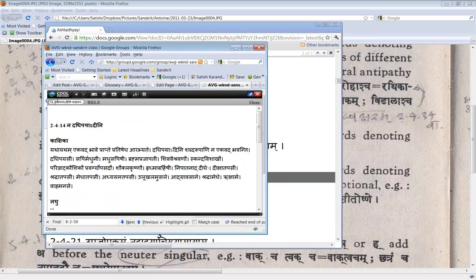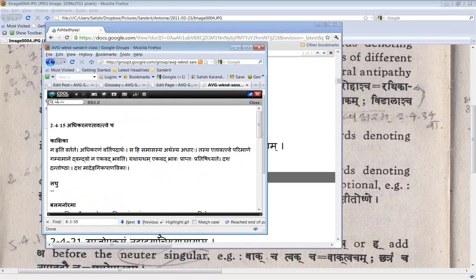2.4.15, 16, these are telling you when, again, the samahara which was available to us, one of the prior rules, is not going to happen now. It's not going to happen. So 2.4.15, na iti vartate, if you don't do samahara, is adhikaranavachi.